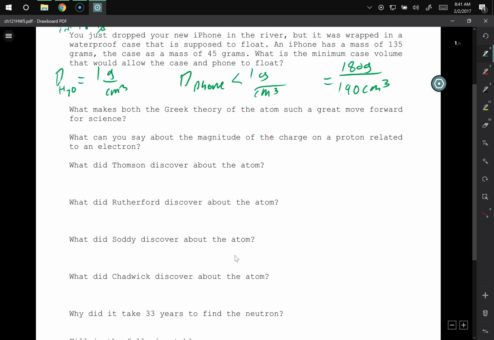All right, what makes this? I shouldn't put both up there, but sorry. We hadn't gotten to the other part. What makes the Greek theory of the atom a big jump forward?